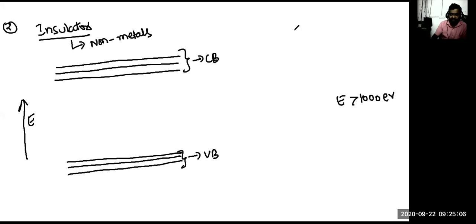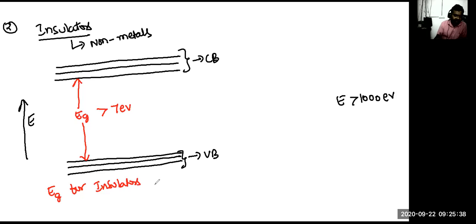So the gap between the lowest level of the conduction band and the highest level of the valence band will be greater than 7 electron volt. So Eg, the energy band gap for insulators, is high. For insulators it is greater than 7 electron volt, and it is a high value.